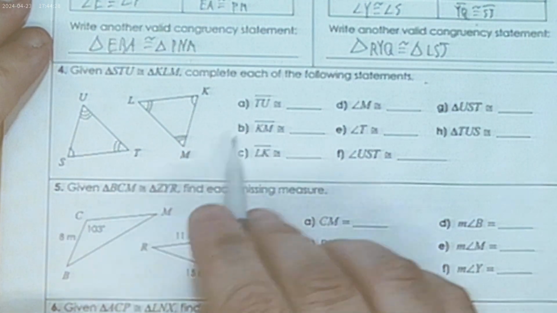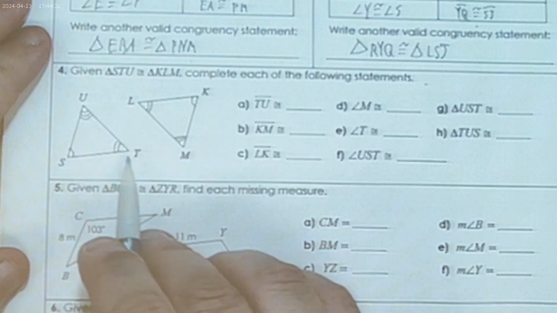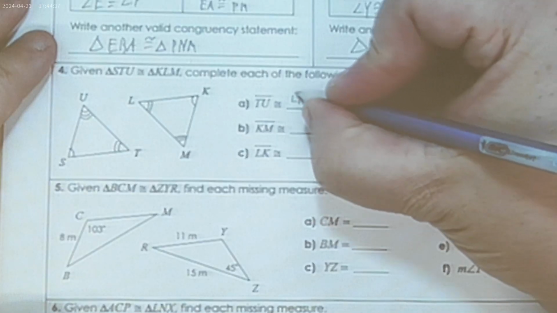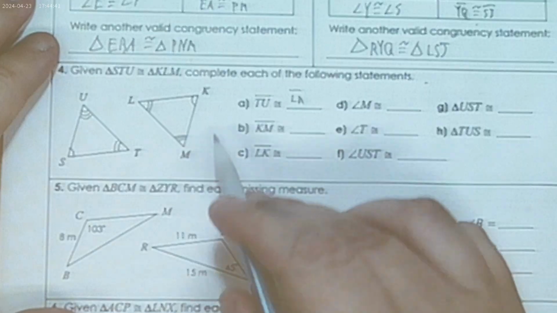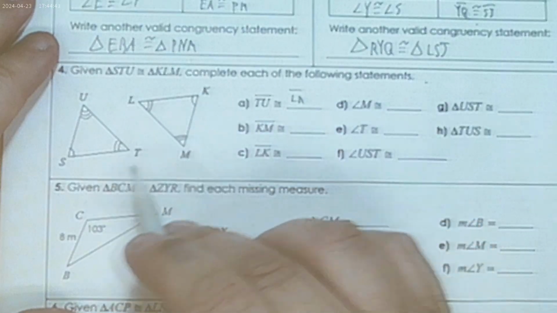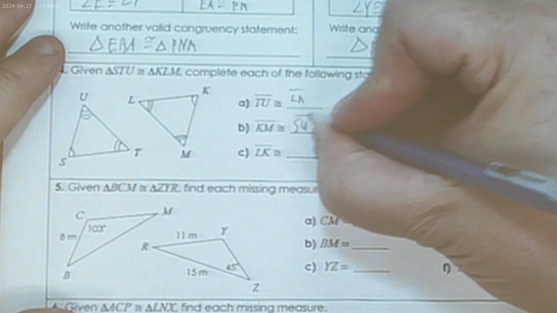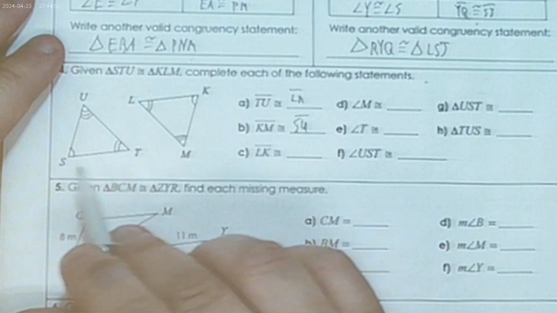Because TU, for example, is between reference angles 2 and 3. What else is between reference angles 2 and 3? LM. And I know that's the 100% correct answer. KM is between reference angles 1 and 3. So is SU. LK, reference angles 1 and 2, same as ST.